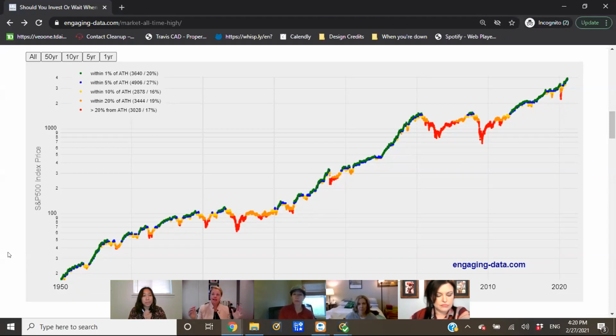A 10% decline in the stock market is kind of an event. A 5% decline is a non-event. A 10% decline has a cute name. We call it a correction.